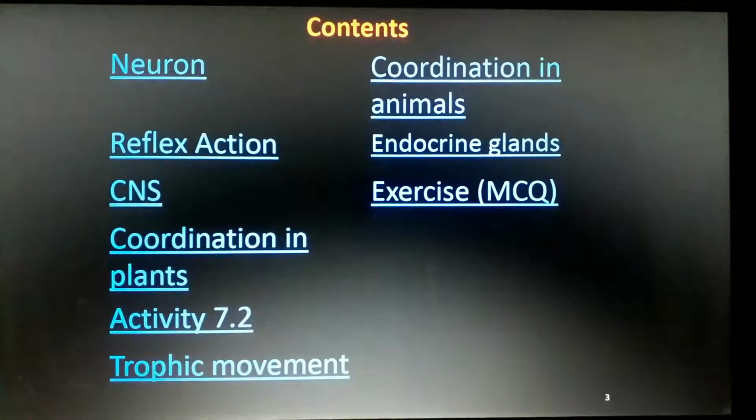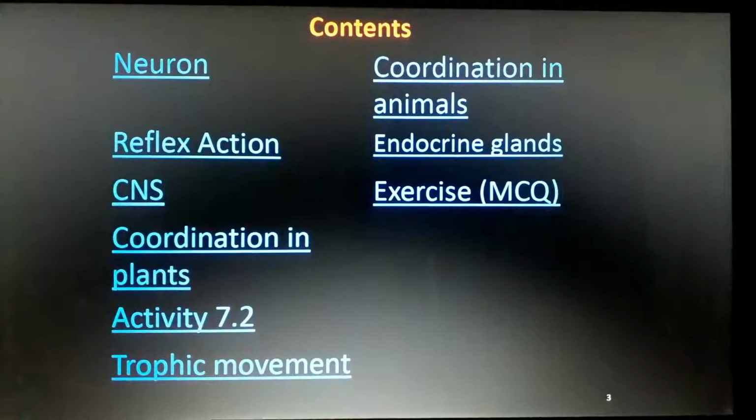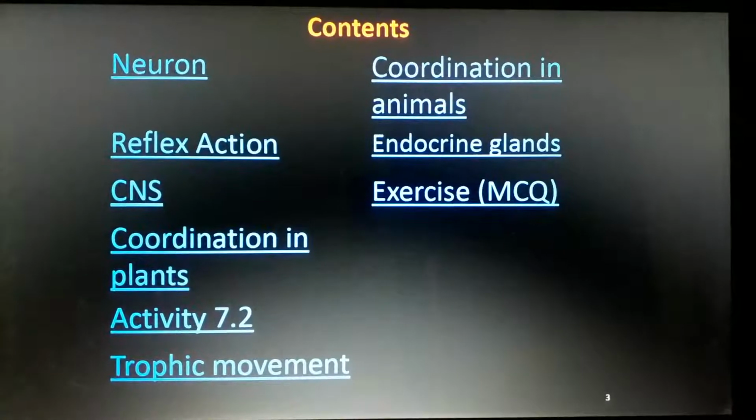The next one is coordination in plants, which is through hormone activity. Tropic movements in plants, then coordination in animals and endocrine glands. These endocrine or hormonal glands are glands in our body which secrete hormones. For example, thyroid, pituitary gland, pancreas, adrenal glands. All these are different glands which secrete different types of hormones. There are lots of glands like ovary, testes, thymus, thyroid. We will study almost all glands, but adrenal, pituitary, thyroid and pancreas are especially important. Not only that, all the glands are important.